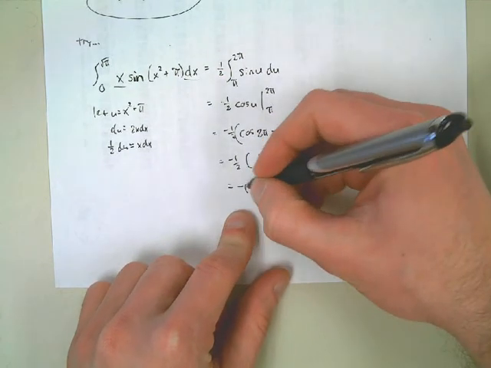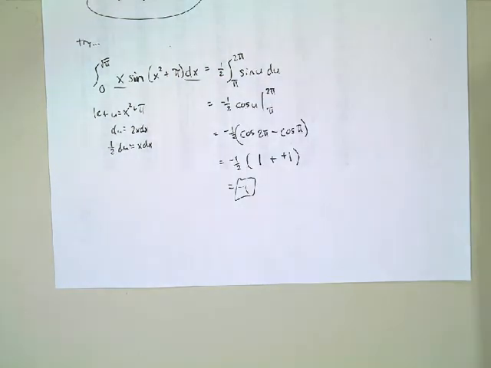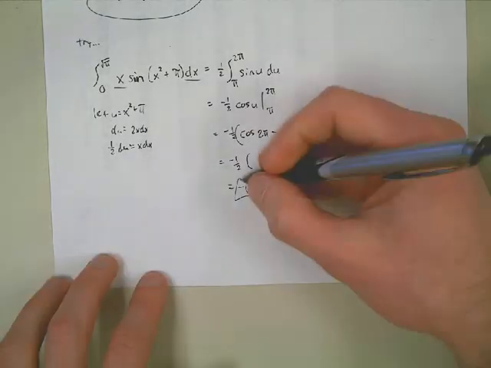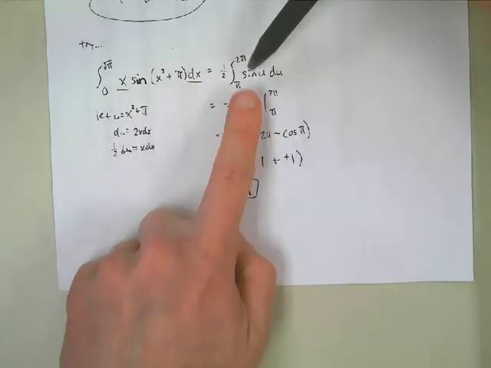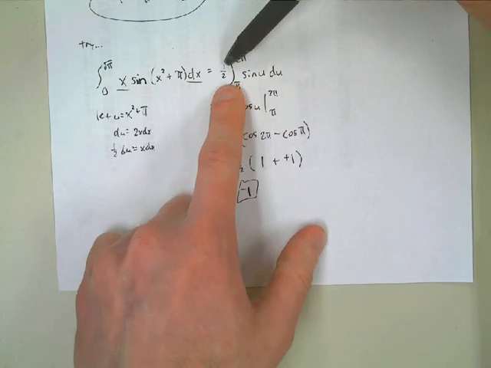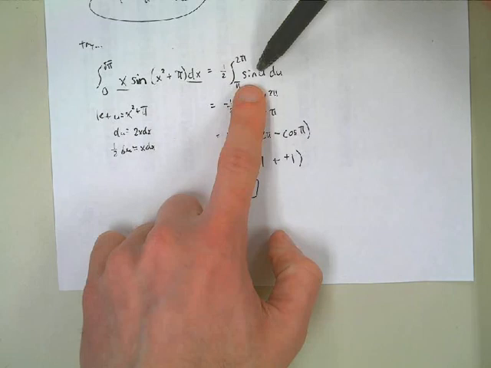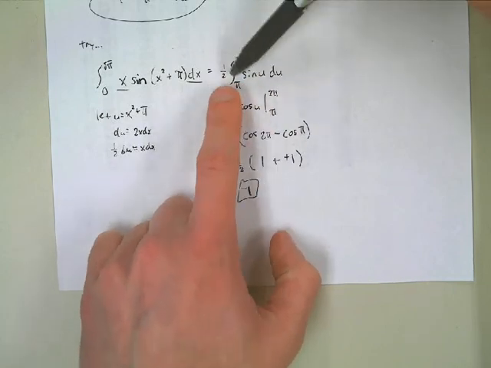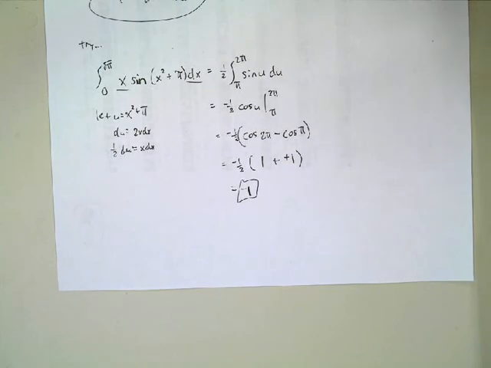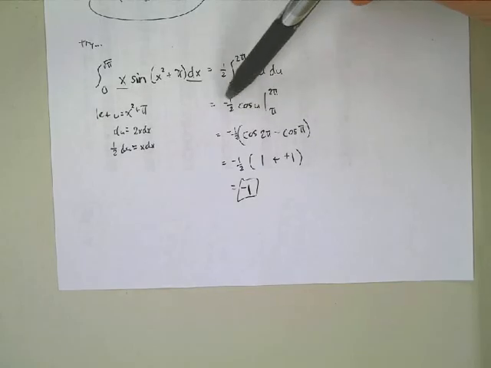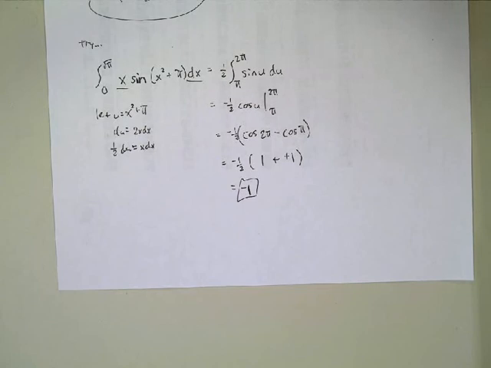Wait, why the negative one? When you integrate, we got a positive 1/2 when we first did the u substitution. Oh, I wrote -1/2 minus 1/2. Okay? Integrating sine becomes negative cosine, so a positive 1/2 becomes -1/2 cosine u. Oh, okay. Integral of sine is negative cosine, so -1/2 cosine u. You got it, okay?